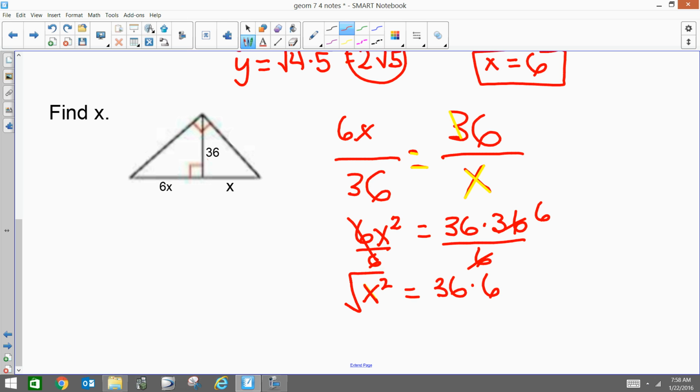Okay, I'm going to take my square root now. x squared equals the square root of 36 is 6, square root of 6. I'm done. Oops, that's x squared.